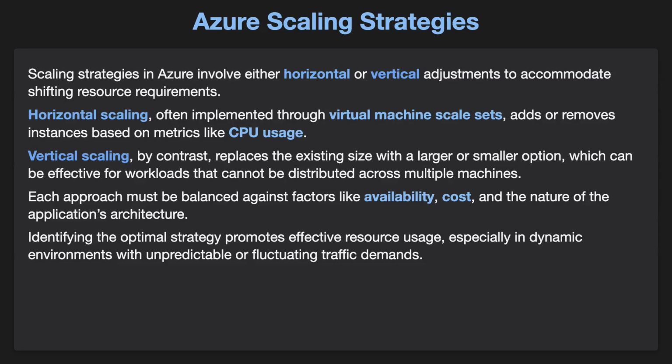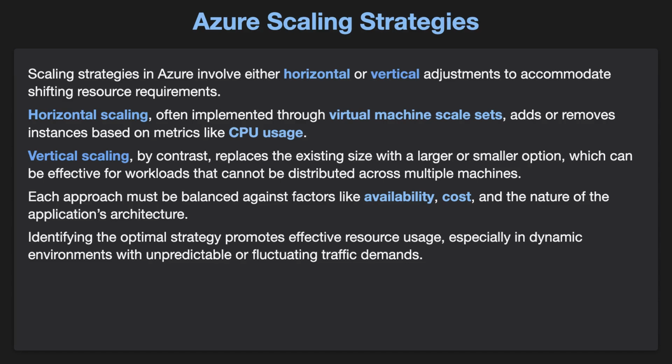Scaling strategies in Azure involve either horizontal or vertical adjustments to accommodate shifting resource requirements. Horizontal scaling, often implemented through virtual machine scale sets, adds or removes instances based on metrics like CPU usage. Vertical scaling, by contrast, replaces the existing size with a larger or smaller option, which can be effective for workloads that cannot be distributed across multiple machines.